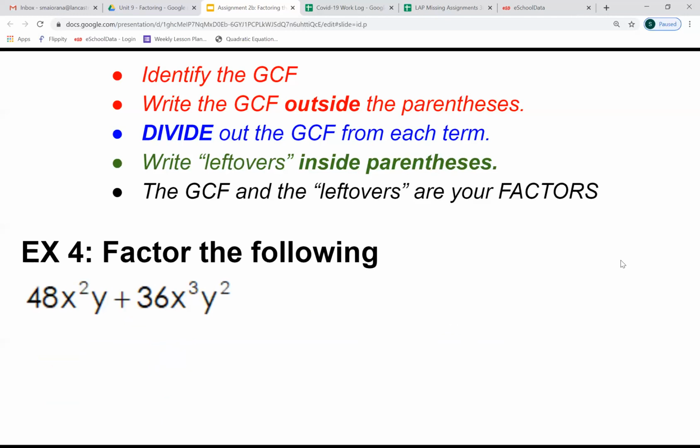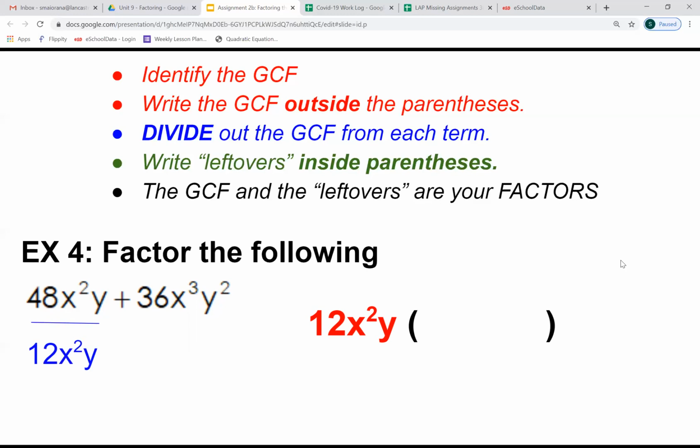Example 4, I want to factor 48x squared y plus 36x cubed y squared. First thing, find the GCF. For the numbers 48 and 36, 12 is going to be the biggest divisor. The smallest exponent on x's is x squared, and the smallest exponent on y's is just y. So I get 12x squared y for my GCF, putting it outside the parentheses. I want to divide each term.